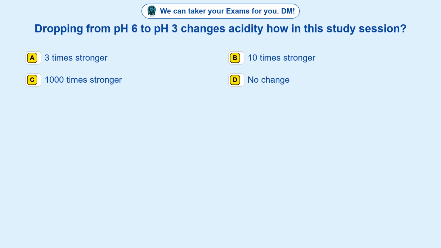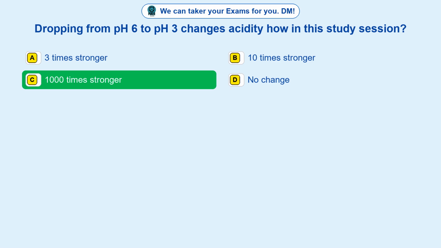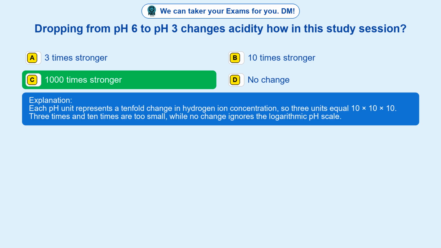Question 53. Dropping from pH 6 to pH 3 changes acidity how in this study session? Option A 3 times stronger. Option B 10 times stronger. Option C 1000 times stronger. Option D. No change. The correct answer is option C. 1000 times stronger. Each pH unit represents a 10-fold change in hydrogen ion concentration, so 3 units equal 10 times 10 times 10. 3 times and 10 times are too small, while no change ignores the logarithmic pH scale.